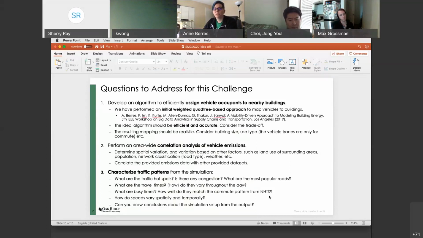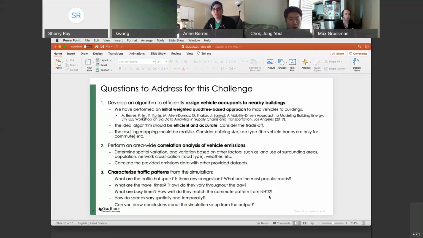You're going to run into time issues if you're not making it efficient, because it's a lot of buildings and it's a lot of vehicles, and it takes a while if you aren't smart about it. So that is definitely something to think about. It's definitely an algorithmic challenge.